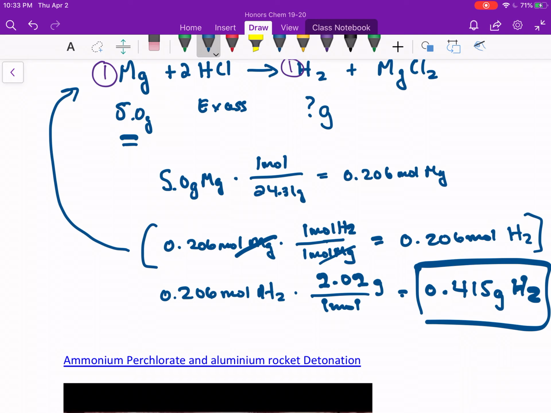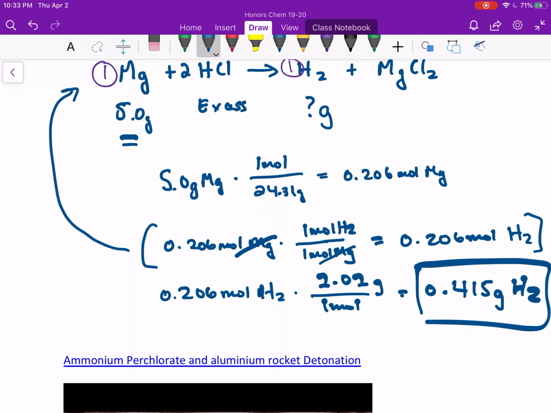Now, this works well, right? I could say, okay, if I have that many grams of magnesium, how many grams of hydrochloric acid would I need to react with it? How many grams of magnesium chloride could I make? Whatever, right? We can go back and forth. If I want to make 5 grams of magnesium chloride, how many grams of hydrochloric acid would I have to make? All of those things are related, and we would do them exactly the same way.